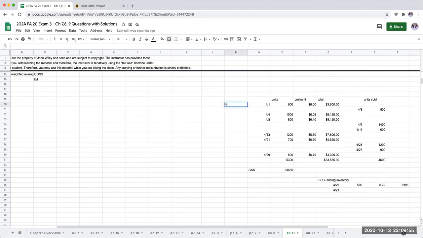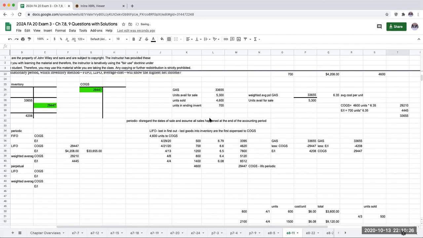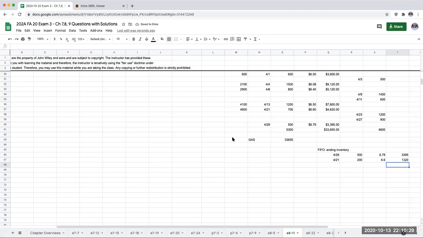I would have used here 600. I need another 1,500. Need another 800. And of the 700, I only needed 500 for a total of 4,600. So here I was left with 200 units at $6.60. So a total of 1,320. When I add these up, this is my ending inventory under FIFO.